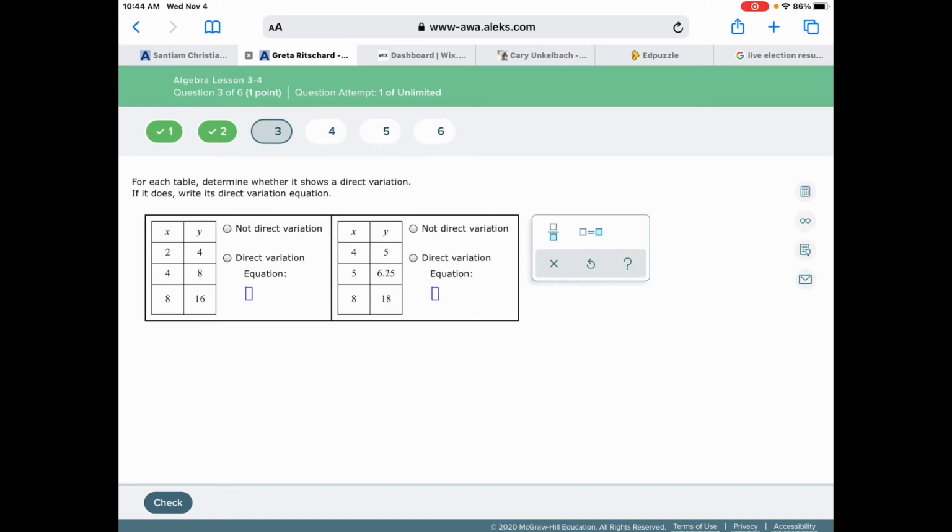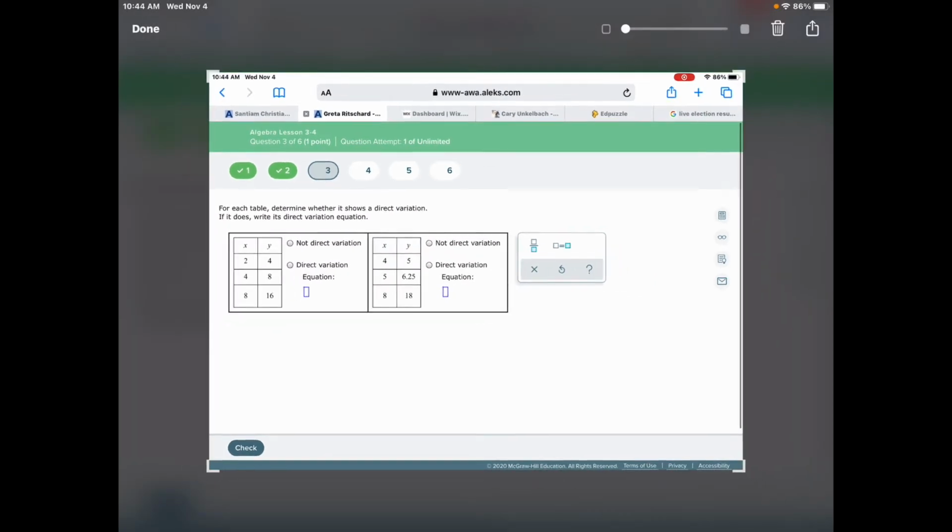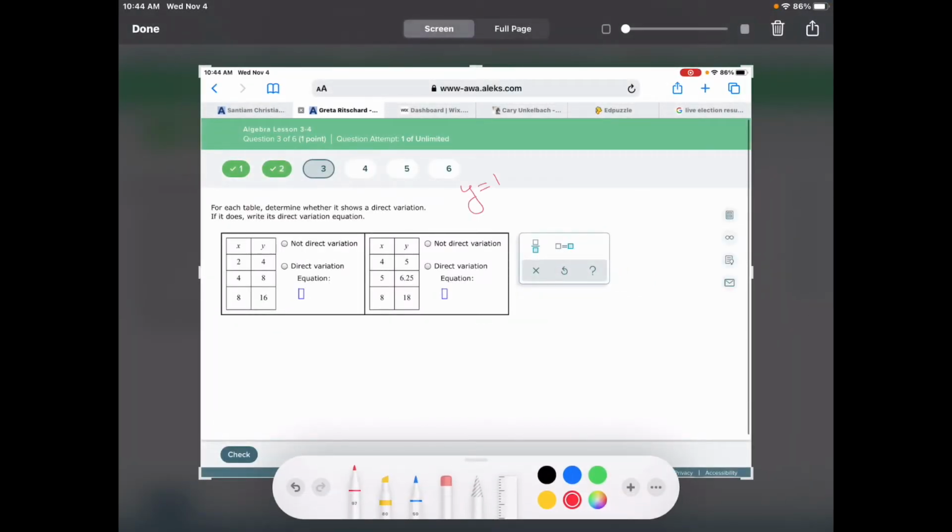All right, for each table, determine whether it shows a direct variation. So remember how we had y equals kx, and if I solved for k, k equals y over x, which just means I just have to put the y over x to get the k. And so we're going to just put these y's over their x's to see if we get the same k all the way down. So we're going to have 4 over 2, that's 2. We're going to have 8 over 4, that's 2. We're going to have 16 over 8, that's 2.